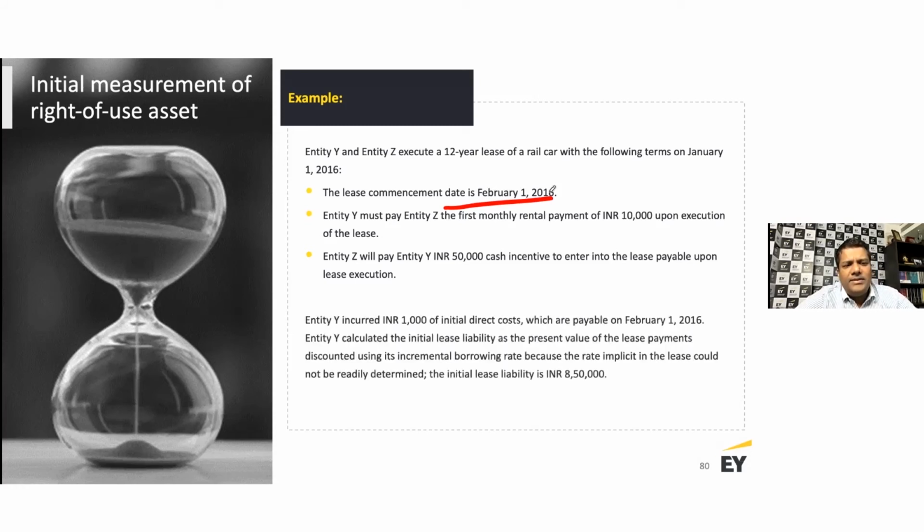Then entity Y has incurred INR 1,000 of initial direct cost. So just try and understand what all is going on here. I have to make an upfront payment here. Then I have received a lease incentive. Then I have initial direct cost.